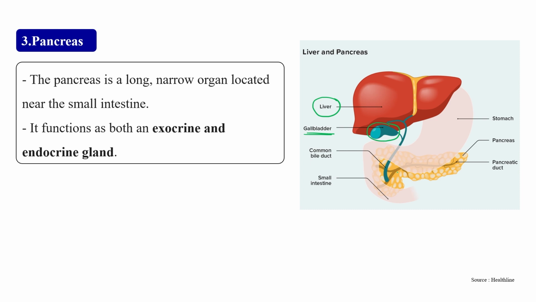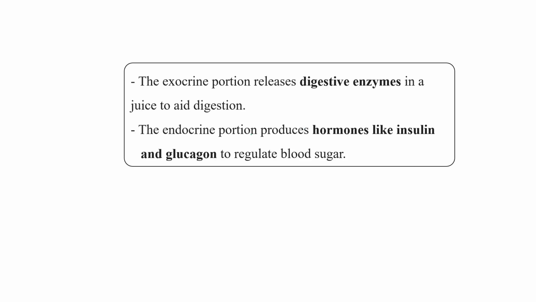Bile duct combines with the pancreatic duct at this particular location near the sphincter of Oddi. This time we can use the term hepatopancreatic duct. Clear? Now, the exocrine portion of our pancreas is able to release digestive juice, digestive enzymes which help in digestion, while the endocrine portion of the pancreas is able to produce hormones like insulin and glucagon, which regulate the blood sugar of our body.